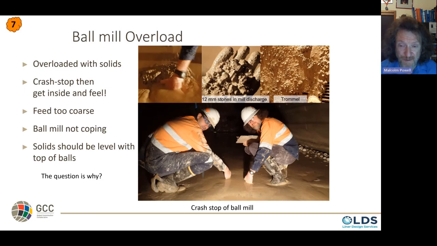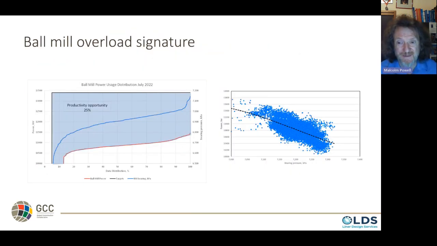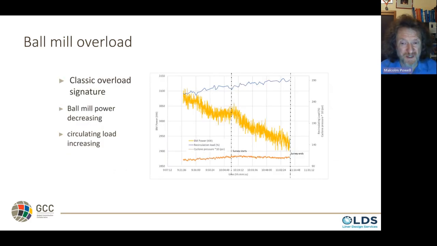I'm dealing with a few sites with that same problem. So if you see the signature of poor utilization, look upstream for coarse material coming in. Another signature: suddenly the ball mill power goes down, circulating load goes up, it's overloaded with rock.